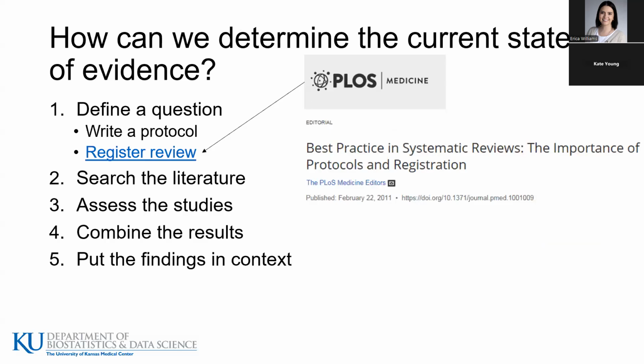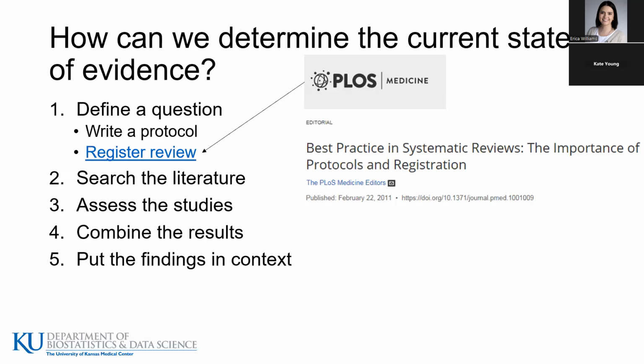So step 1 in conducting a systematic review or a meta-analysis includes defining the research question and writing a detailed protocol for conducting the study. In this protocol, we would include details like how the studies will be identified, how they'll be evaluated, and then what statistical methods we'll use to synthesize the results.